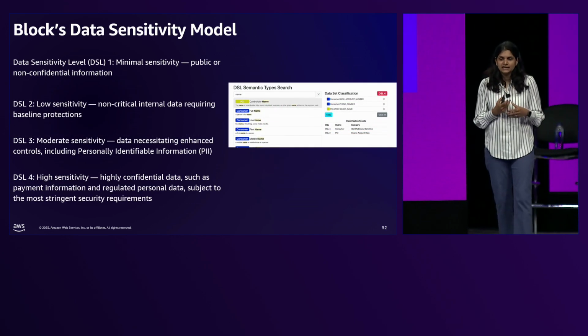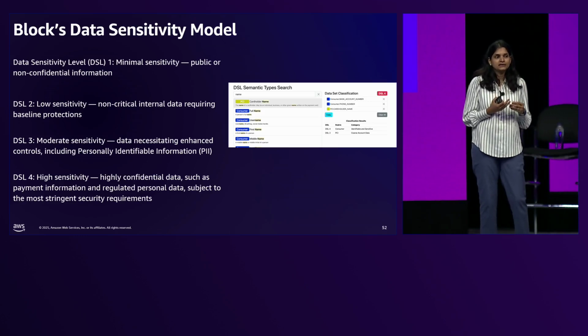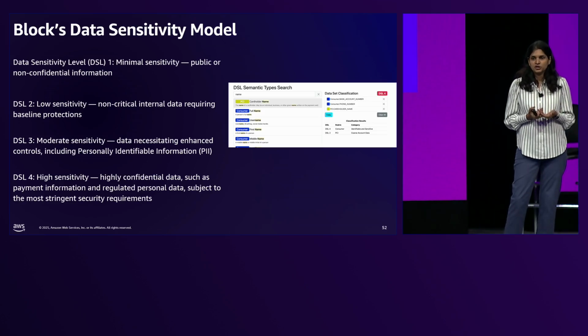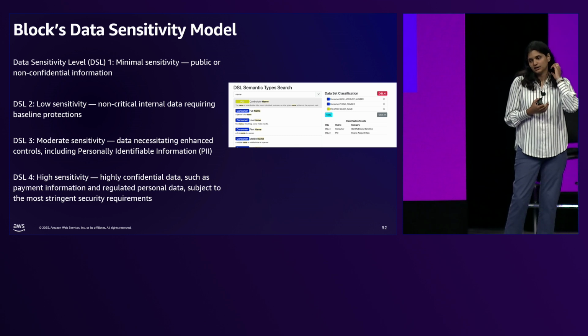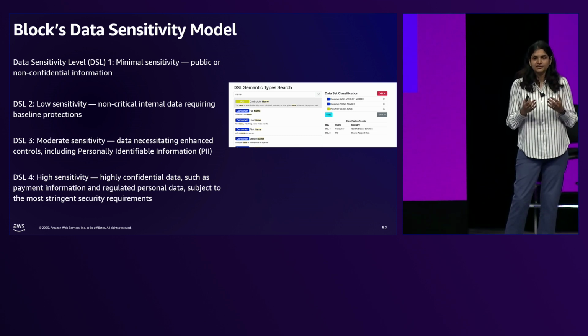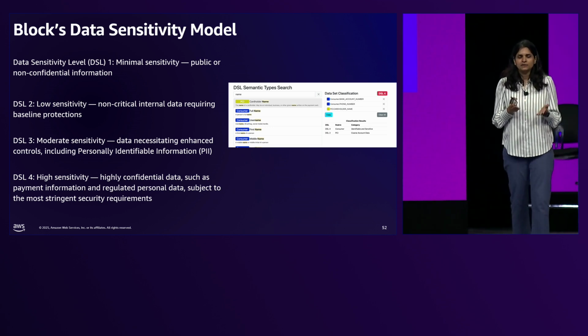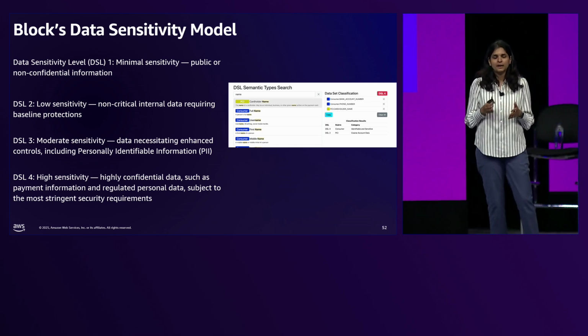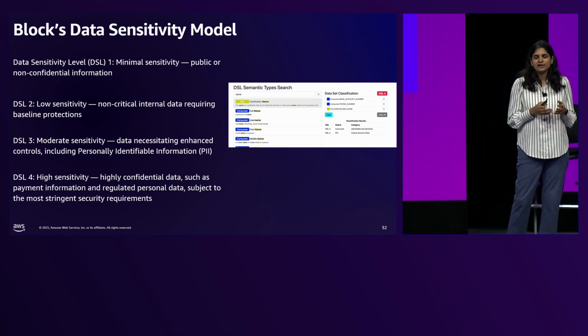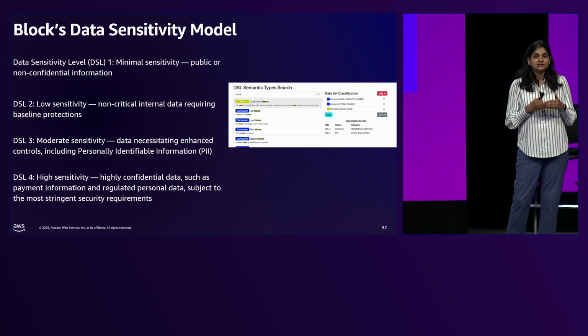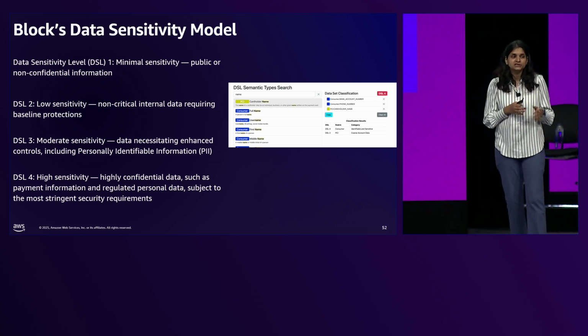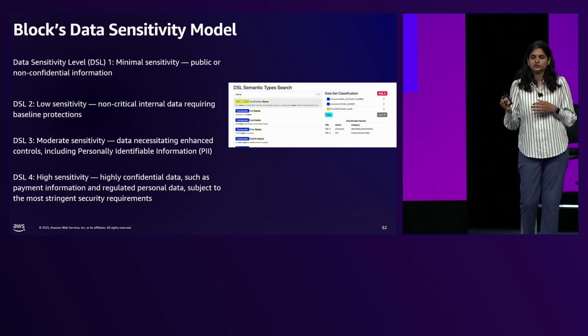Now let's look at Block's data sensitivity model framework to understand how we think about protecting information. We classify our data into 4 levels of sensitivity. It helps us to apply tailored security controls at each level. Our DSL1 is minimal sensitivity. It's public, non-confidential data where we have only baseline protections. DSL2 is our low sensitivity internal data, which is not confidential, but we still want to protect it from accidental exposure.